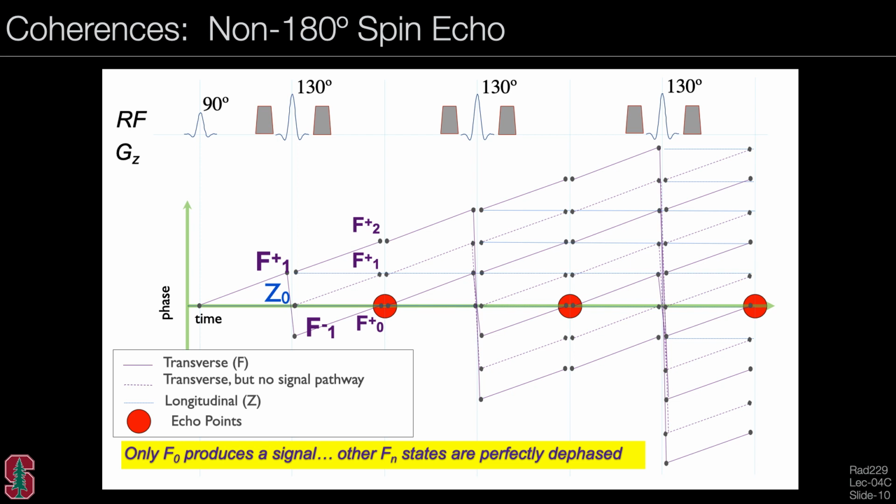Another point is only the F0 state produces a signal, so all of the other states are dephased, and if you follow the dashed line pathways, you see that those pathways never lead to a signal. This is very important, as we'll see in later lectures when we talk about spin echo sequences. It's a bit of a complicated diagram, but what this shows you is the possible states that can exist at any time.